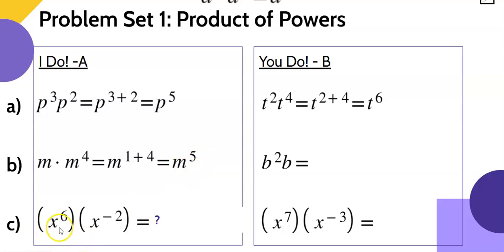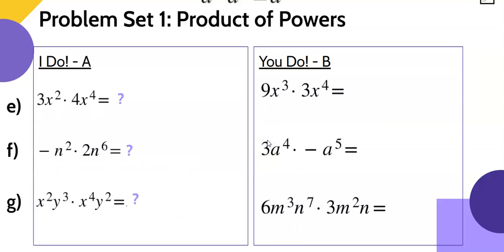Now, for example C, this looks slightly different. Notice we have parentheses now, and now we're introduced to negative exponents. You approach it the exact same way. Don't forget when two exponents are touching with nothing in between them, they're really being multiplied. So this is still a multiplying problem. And even though this is negative, you still approach it the same way. Since they have the same base, they're both x, you keep the base, add the exponents. So we can rewrite this as x to the 6 plus -2, which is really 6 minus 2, which is x to the fourth power. Column B is something you'll be doing on your own.